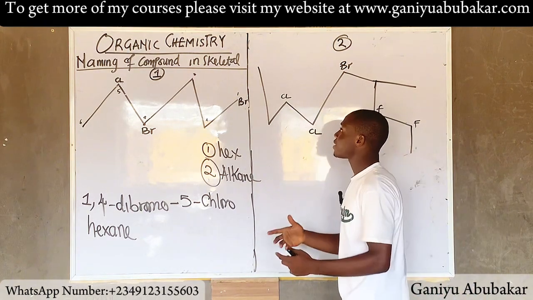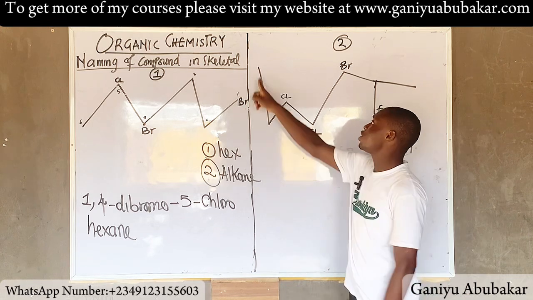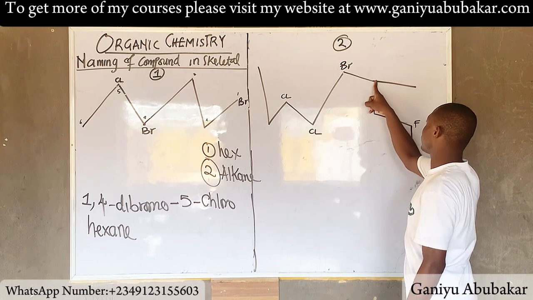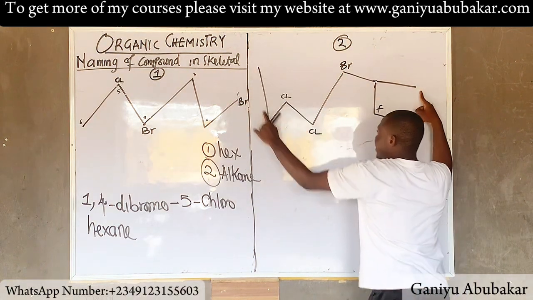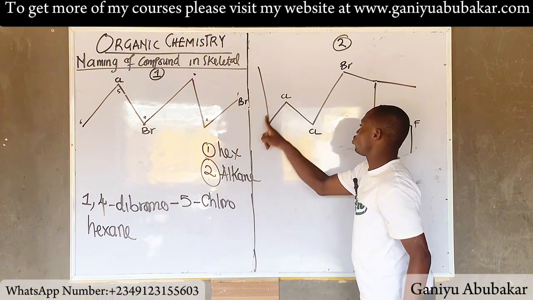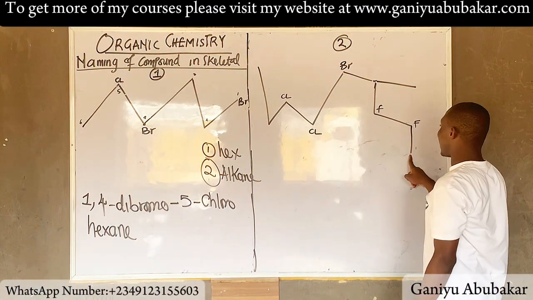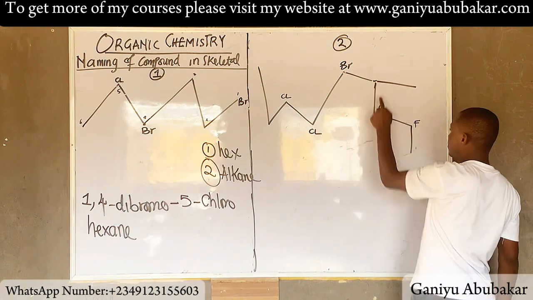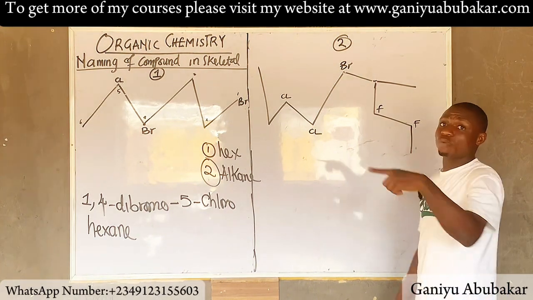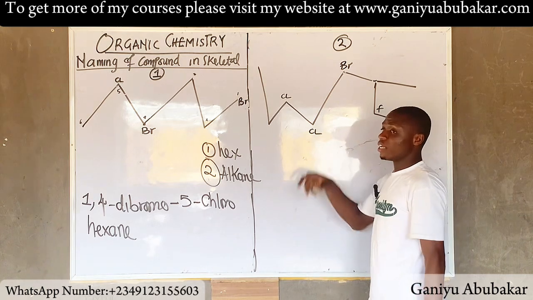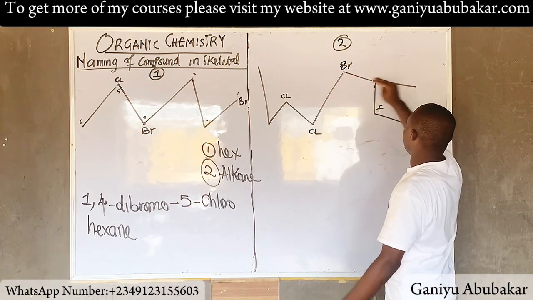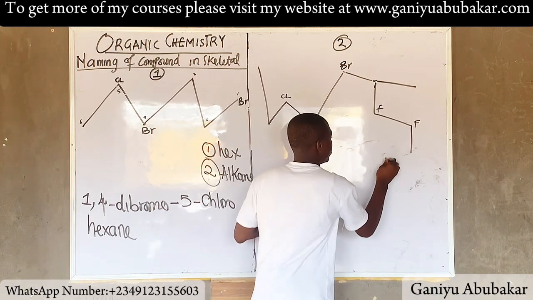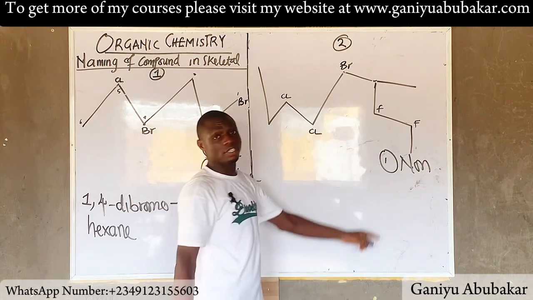Let's name this compound here. Alright, the first task, count the total number of carbon atoms. We said each edge represents a carbon atom. So this comes 1, 2, 3, 4, 5, 6, 7. Then 1, 2, 3, 4, 5, 6, 7, 8, 9. Yes, it's 9. So the longest is 9. In between 6 this way and 9, which is the longest? Of course, 9. So rule 1, 9 is non. 9 is nonane.